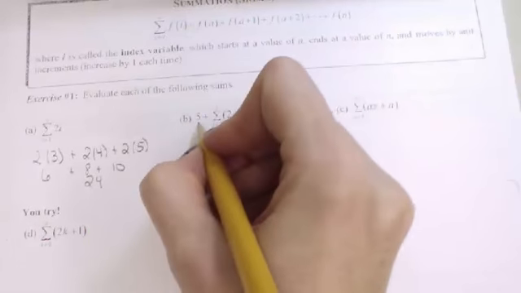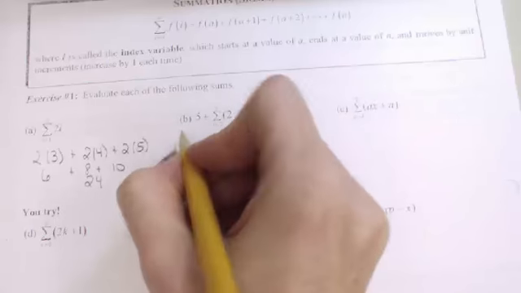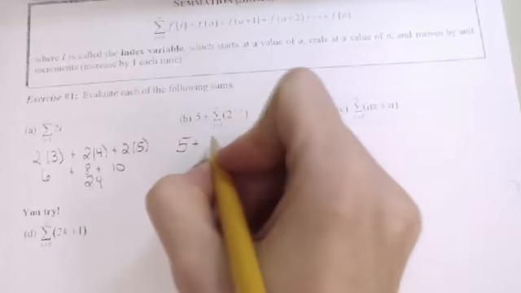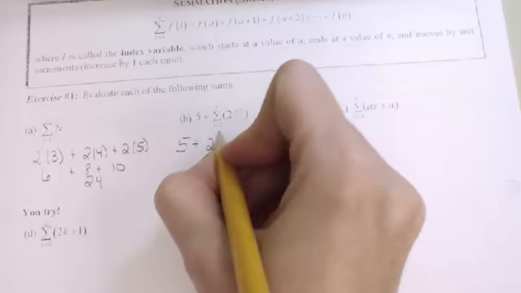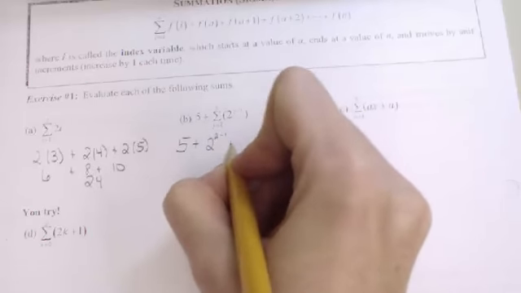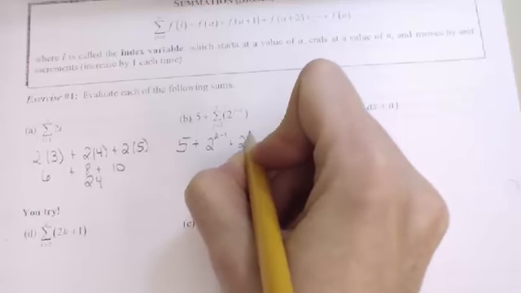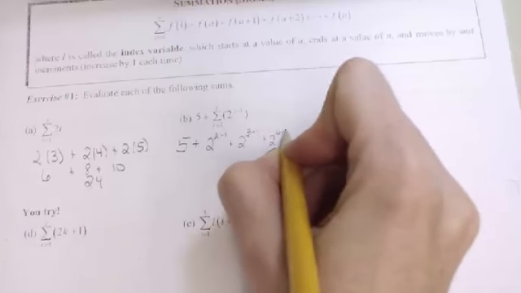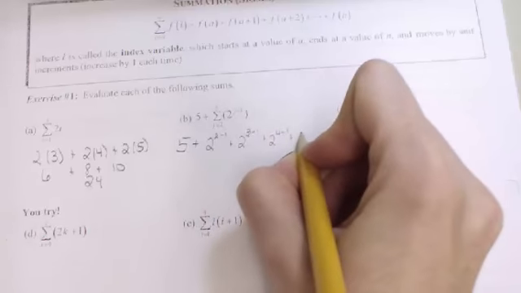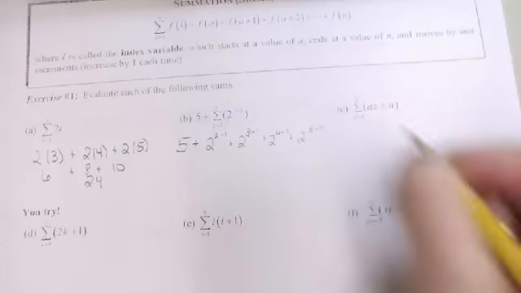Now this one has 5 plus all this summation fun right there. So the 5 is just once. Then I have 2. It's going to be 2 to the 2 minus 1 plus 2 to the 3 minus 1 plus 2 to the 4 minus 1 plus 2 to the 5 minus 1.